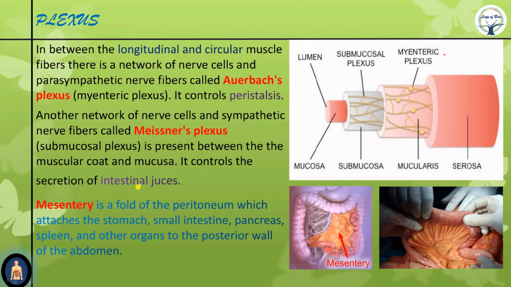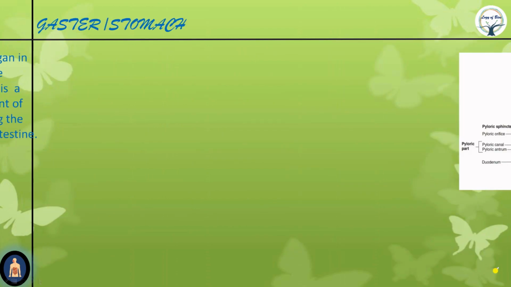Next is mesentery. Mesentery is a fold of peritoneum which attaches the stomach, the intestines, pancreas, spleen and other organs in the abdomen to their location. Mesentery holds these organs in their proper location. Okay, so see here, this one is the mesentery and this one is the small intestine.